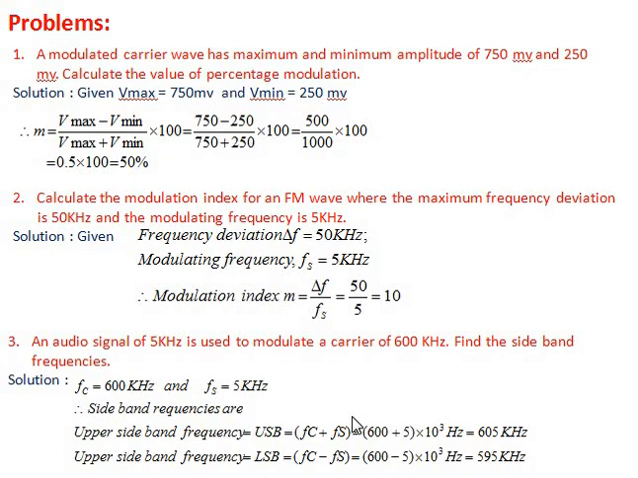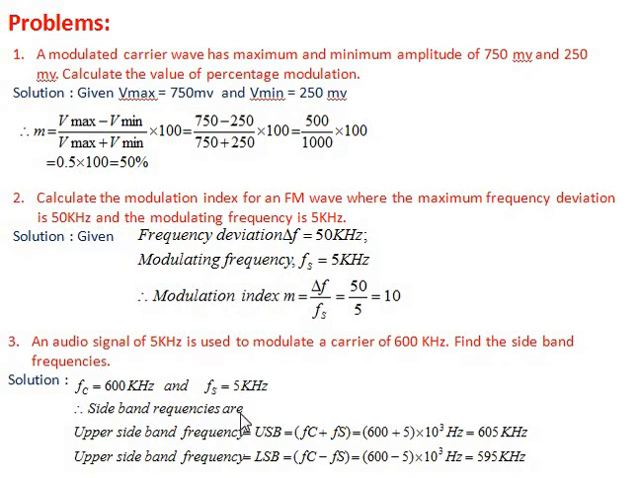Third problem: an audio signal of 5 kilohertz is used to modulate a carrier of 600 kilohertz. Find the sideband frequencies. So what are the things they have given? Carrier frequency fc is equal to 600 kilohertz and signal frequency fs is equal to 5 kilohertz.